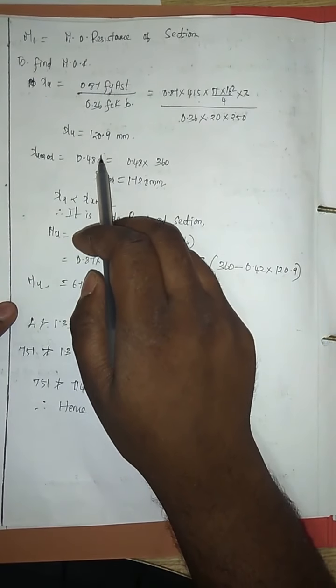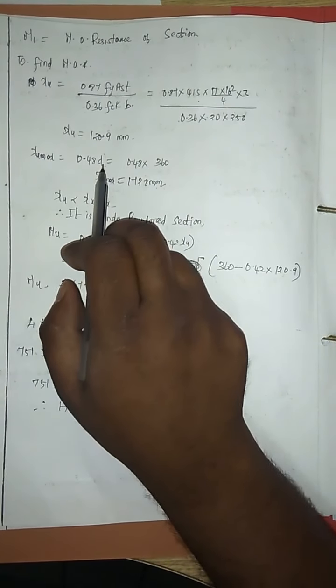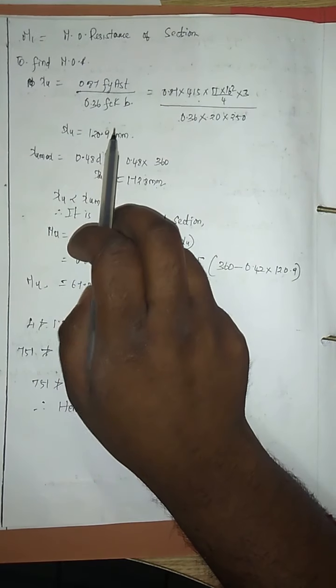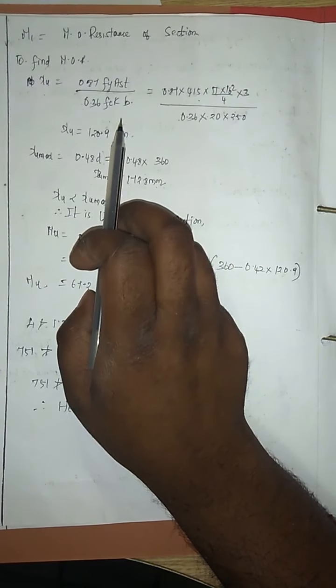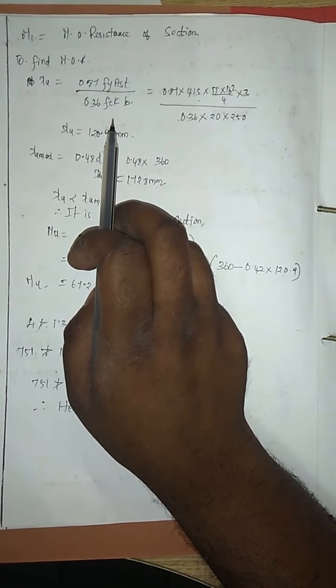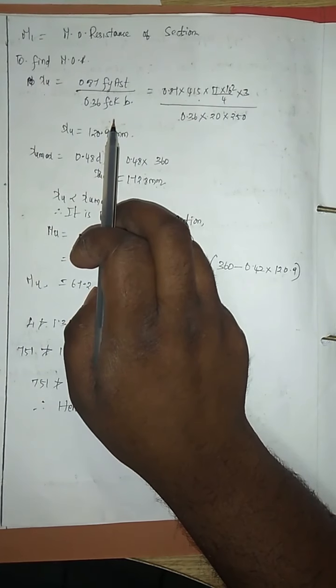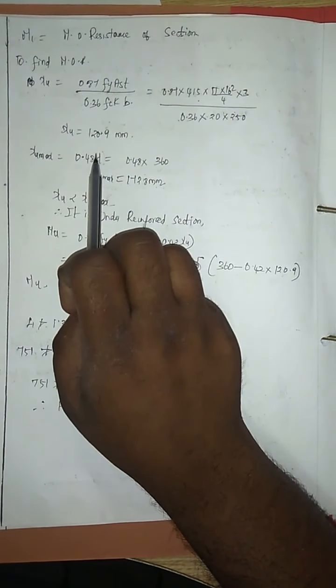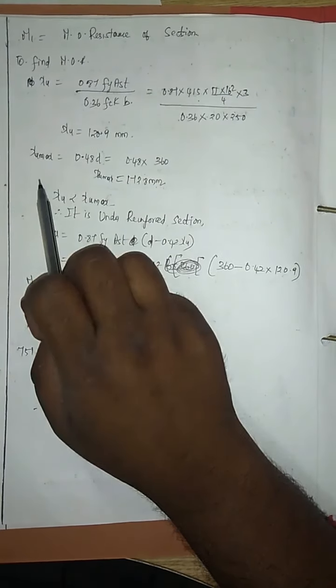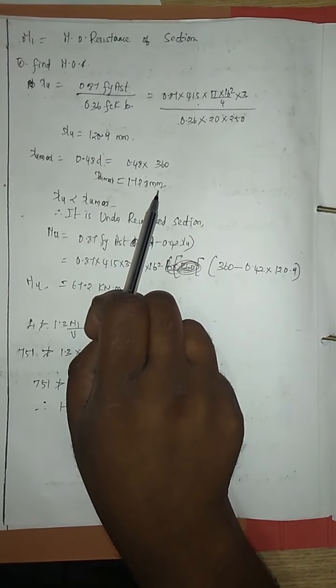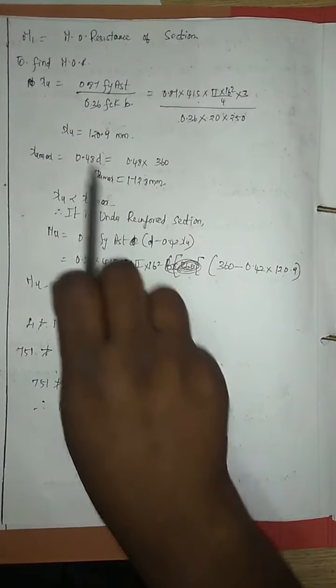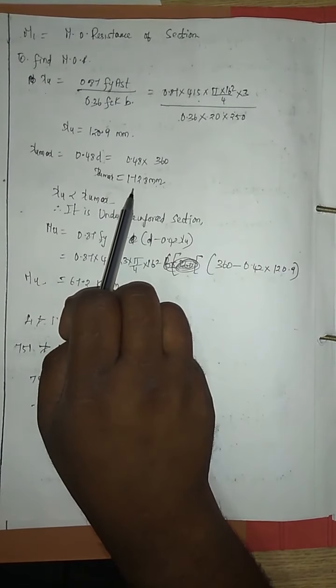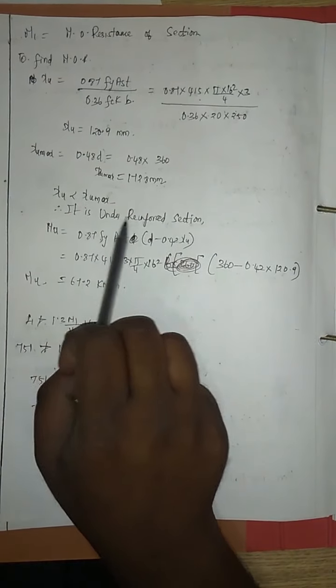See, this small d means you want to substitute the effective depth only. If effective depth is not given and overall depth is given in the question, you will subtract the effective cover from the overall depth. If effective cover is also not given, you will assume it. For a column the effective cover will be 40 mm. You can take 30 mm or 25 mm, anything you can take. So XU max is 172.8 mm. Compare: XU is less than XU max, so it is an under reinforced section.